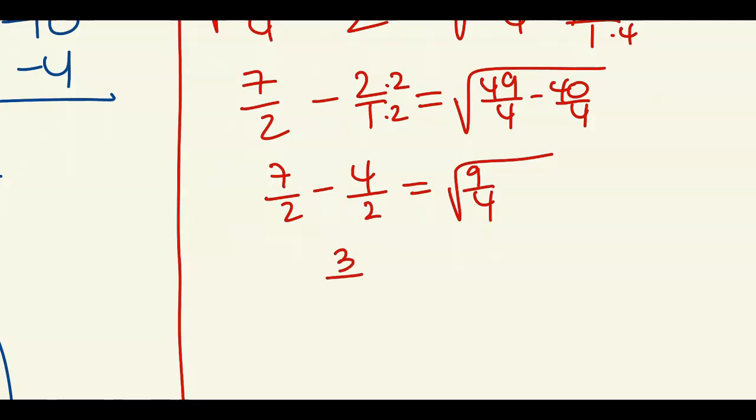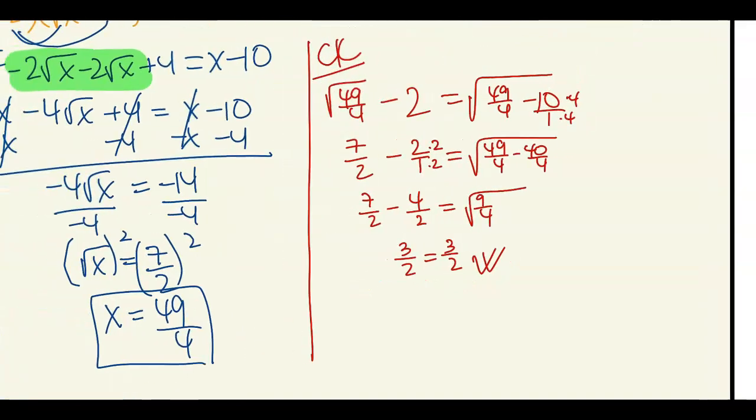This should be 3 over 2 equals the square root of 9 is 3, and the square root of 4 is 2. So 3 over 2. Notice that both sides of this are the same. That means, let me zoom out, that 49 over 4 is your only solution. That should be your answer.